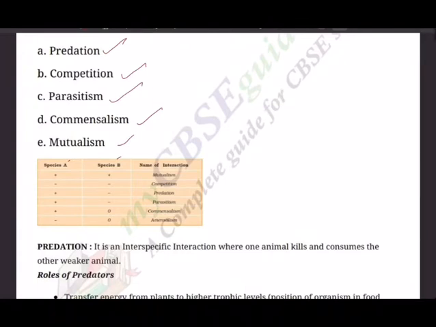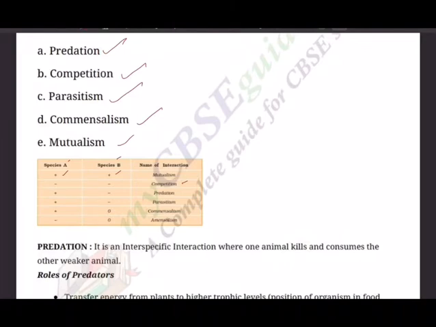Mutualism, of course, all of us know it's a type of symbiosis, a symbiotic relationship. Both the organisms get benefited. Since both the organisms, species A as well as species B, are getting benefited, we say plus plus. So, mutually helping each other.